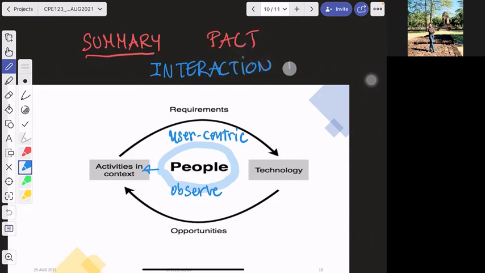PACT analysis is part of interaction design, which is the big umbrella of UX design. And the user means the people. You must understand them based on people, and then the user's activity, how they are going to interact, get hands-on with your product or get dirty with your product, how that activity is going to be. So you translate those activities into the requirements.